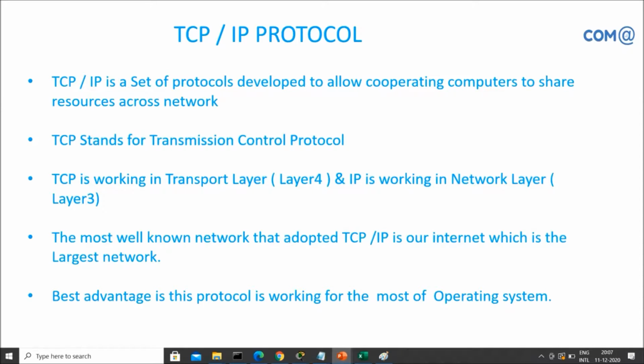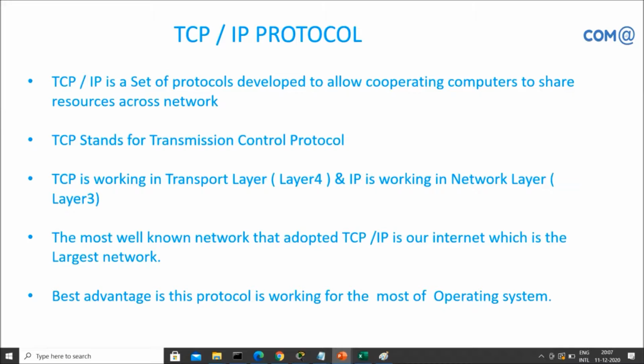So after getting this OSI layer format, the 7-layer format, the TCP/IP protocol suite was prepared, and they shortened it to 4 layers instead of 7 layers, and that is used for communicating across the entire network infrastructure. So TCP/IP is a combination of layer 3 and layer 4 protocols, a set of protocols developed to allow cooperating companies to share resources across a network.